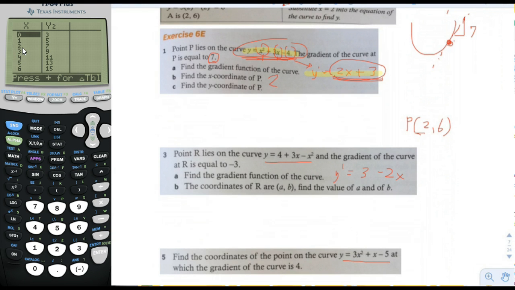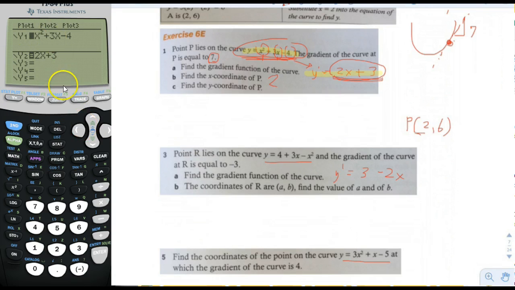X equals 2. What does y equal when x is 2? Well, you might look at this and you say, oh, y equals 7. But no. This is the gradient function. It's not the original function. Now we need to look at the original function. What is the y value in the original function? Well, we programmed the original function here into y1.